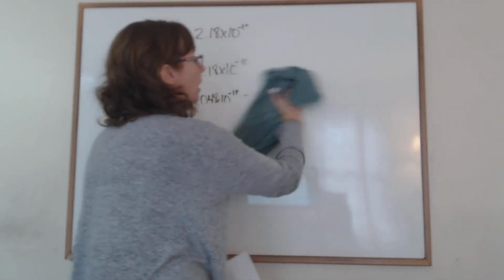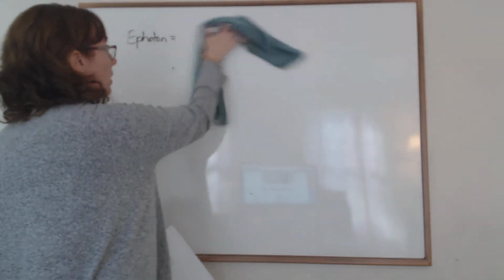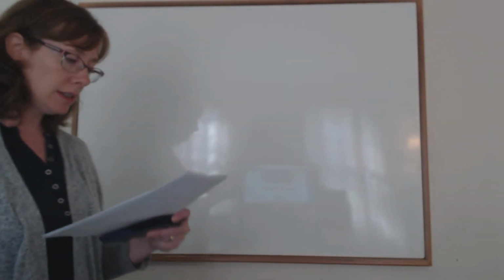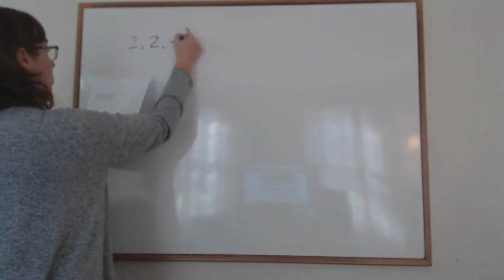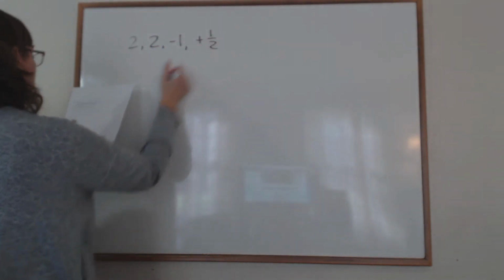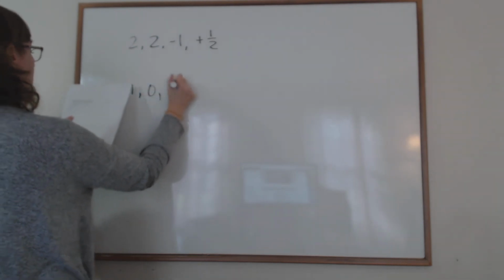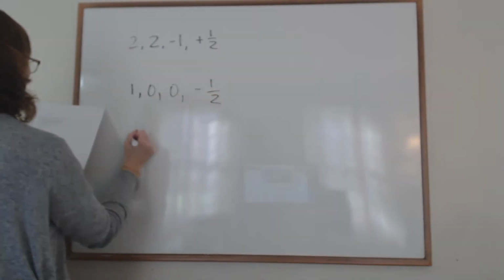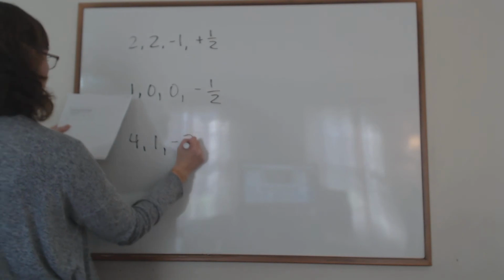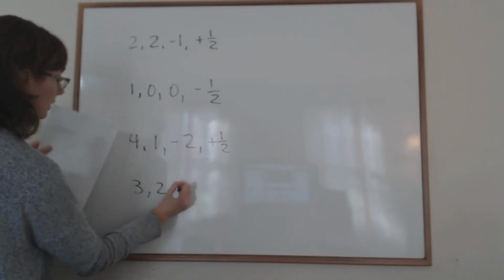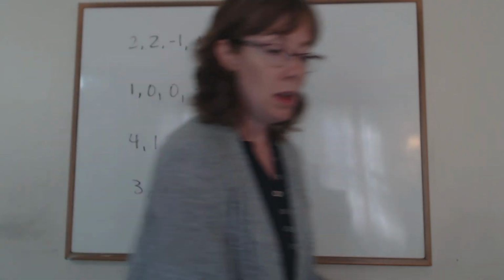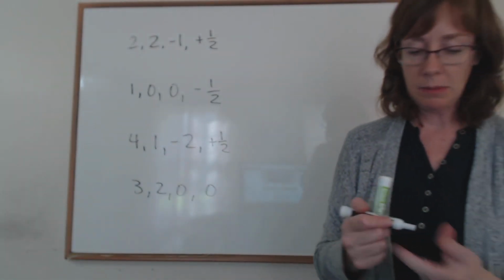Not every combo is even possible, because remember this whole concept of possible values was a really big deal with Schrodinger's equations. So we've got 2, 2, negative 1, plus 1/2. 1, 0, 0, minus 1/2. 4, 1, negative 2, plus 1/2. 3, 2, 0, 0. Okay, impossible or possible.